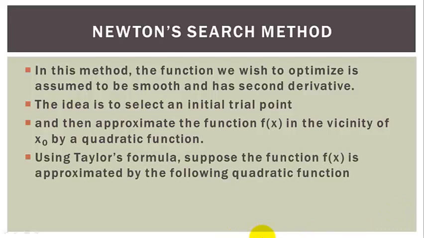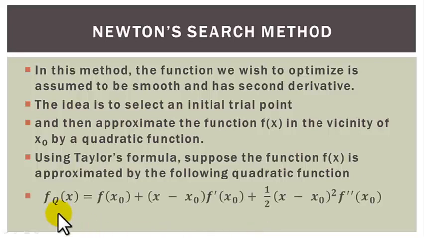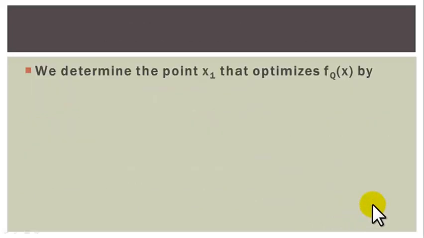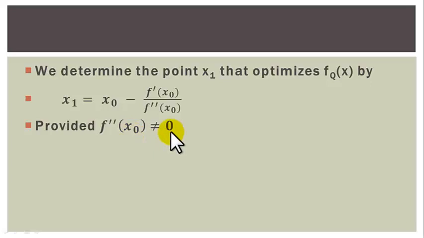Using Taylor's formula, suppose the function f of x is approximated by the following quadratic function: fq of x equal to f of x0 plus x minus x0 times f prime of x0 plus half times x minus x0 squared times f prime prime of x0. We determine the point x1 that optimizes fq of x by this: x1 equal to x0 minus f prime of x0 divided by f prime prime of x0, provided f prime prime of x0 is not equal to 0.